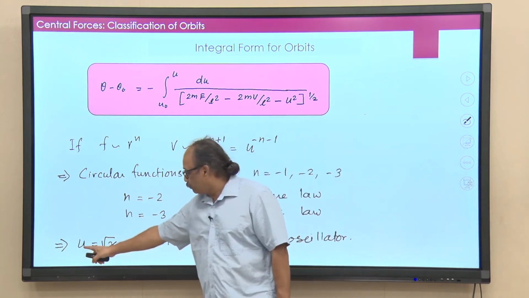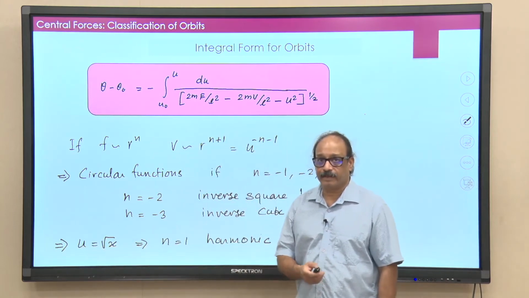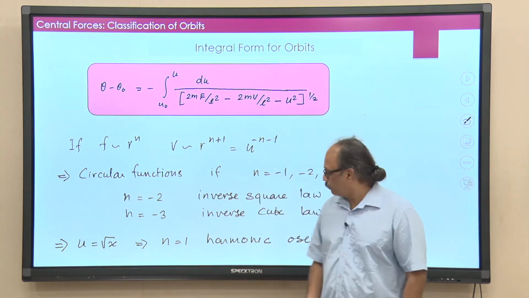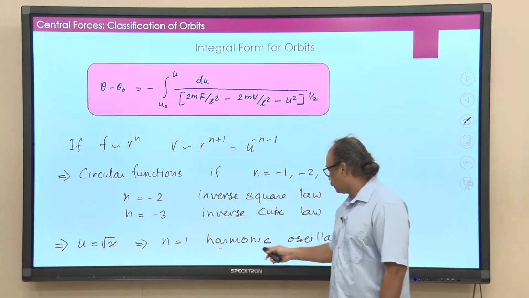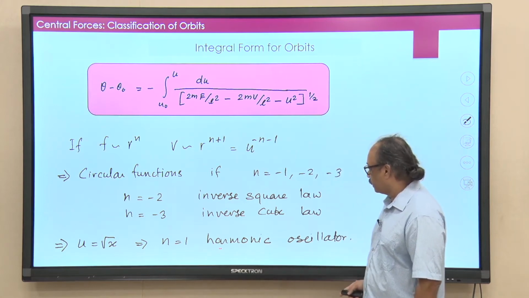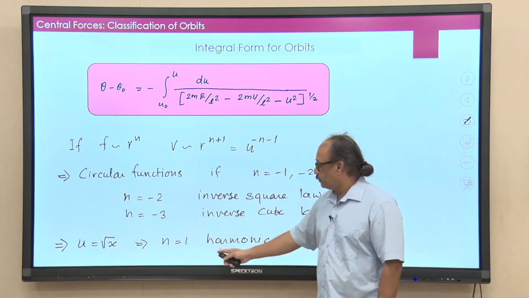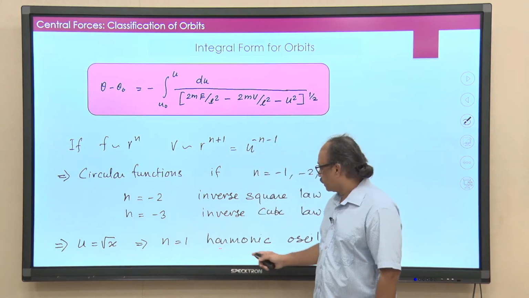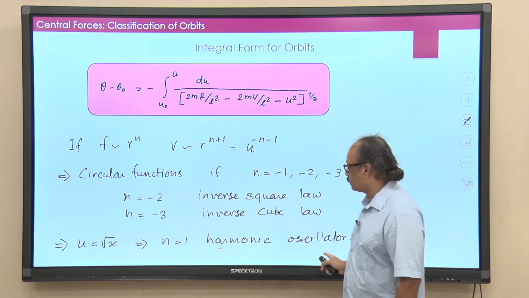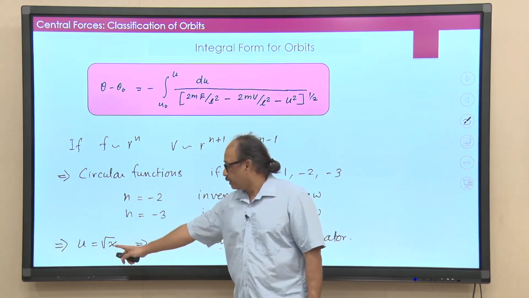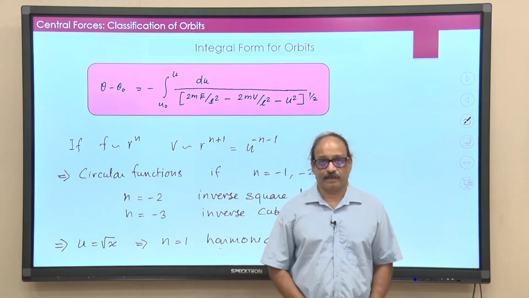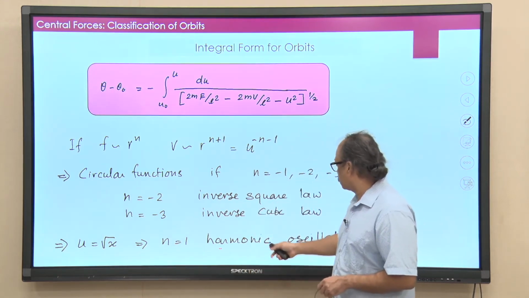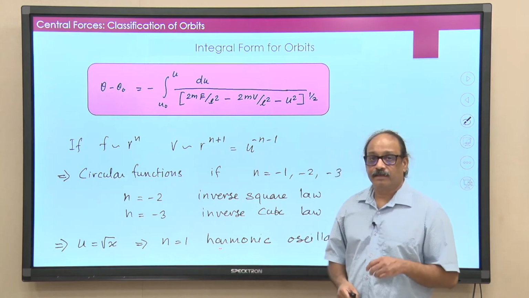If I substitute u as square root x, a simple substitution for the purpose of integrating the equation, then you get the n is equal to 1 case. I will leave this one for you to solve and show that the harmonic oscillator here can be solved by using u is equal to square root x. Again the solution is circular. In fact, the answer here would be an ellipse.